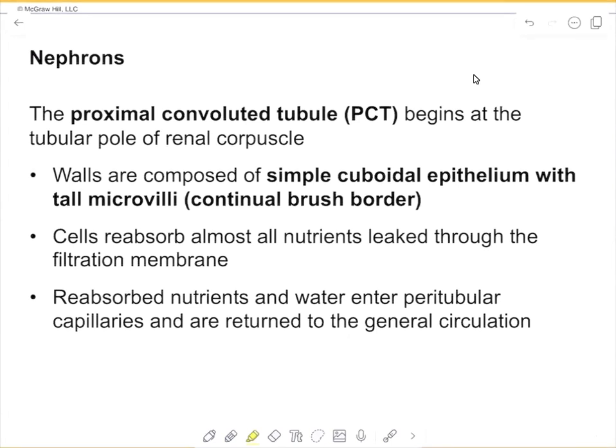The proximal convoluted tubule begins at the tubular pole of the renal corpuscle, and its walls are simple cuboidal epithelium with tall microvilli, which is a continuous brush border. And this is super important for the function of the proximal convoluted tubule because it reabsorbs almost all the nutrients that leak through the filtration membrane. Reabsorbed nutrients and water enter the peritubular capillaries and are returned to the general circulation.